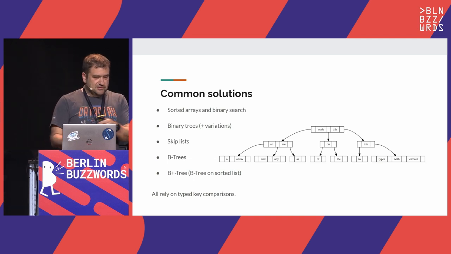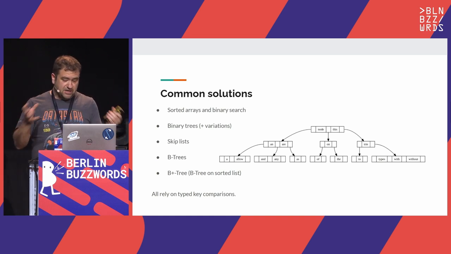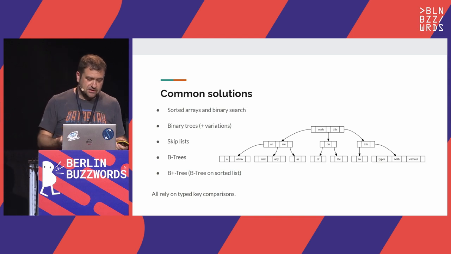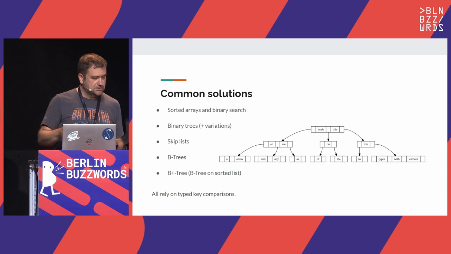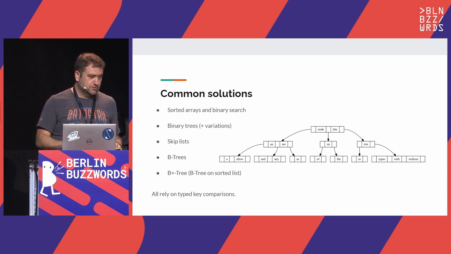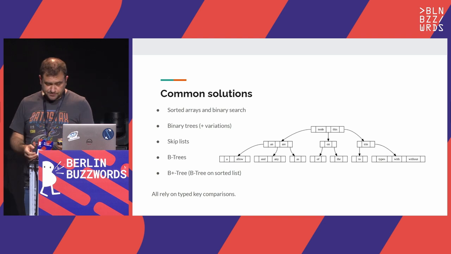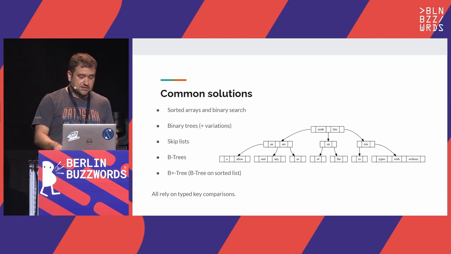And the final example I give here is a B+ tree, which is essentially a B-tree which is indexing into a long sorted list. So you pick up a selection of the keys in that sorted list, and you just index these in the B-tree, and they point into positions in the sorted list. All of these solutions are used to some extent in Cassandra. And all of these have one thing in common: they rely on comparisons.